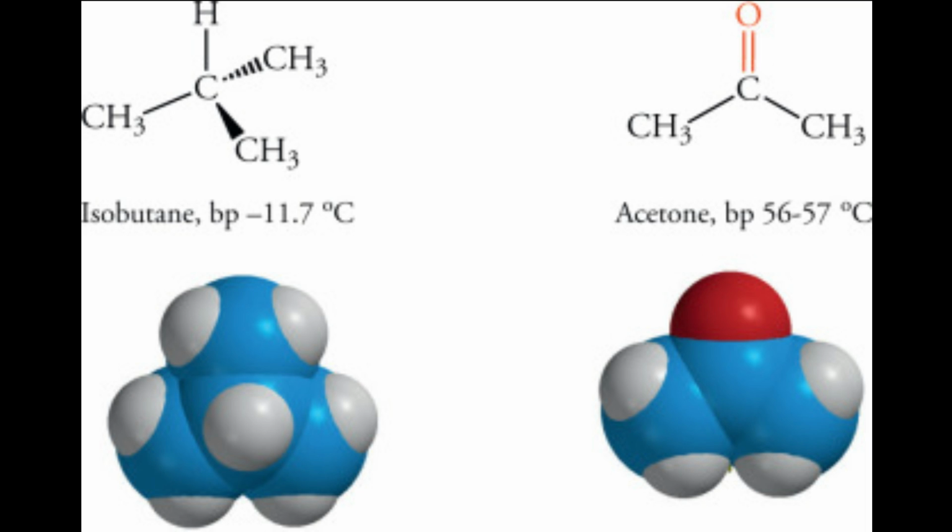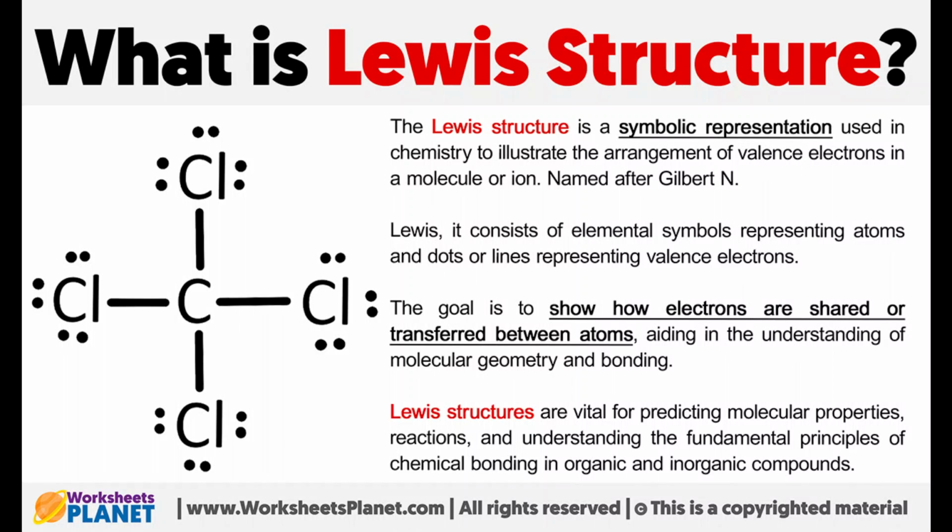Some covalent bonds are polar, meaning there's an uneven distribution of electron density. This occurs when the atoms involved have different electronegativities, leading to a dipole moment. Lewis structures. A common way to represent covalent bonds is through Lewis structures, which show the arrangement of atoms and the electrons that are shared.